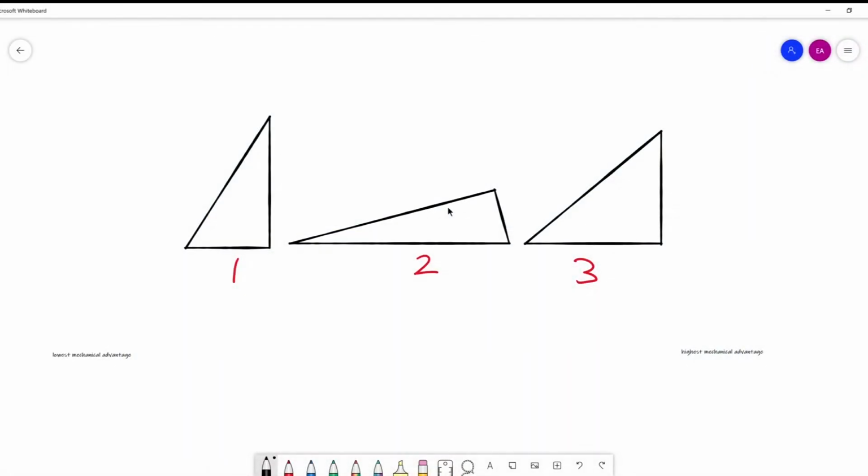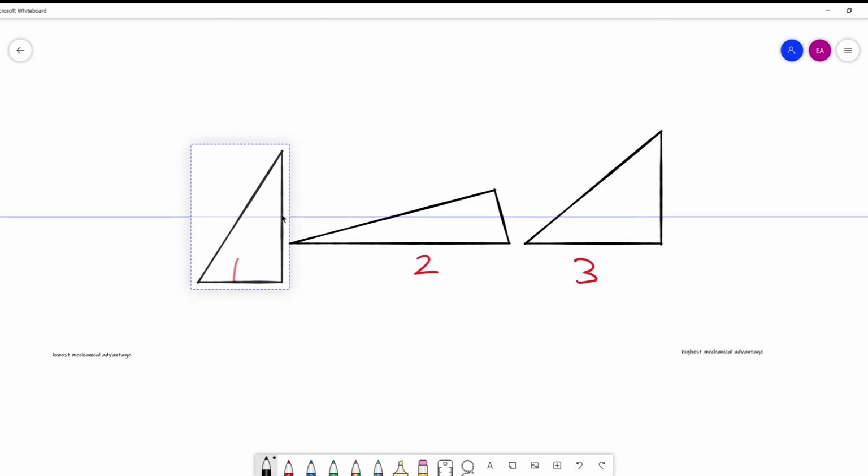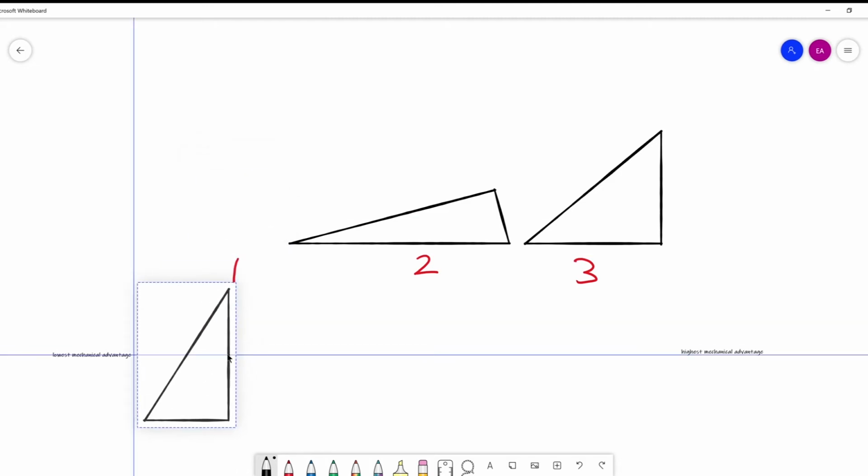In this case, we can think about mechanical advantage as how hard it's going to be to push the object up the ramp, as in, how much force are you going to have to apply? Well, the steeper a ramp is, the harder it's going to be to push up. So we can say that a steep ramp has a really low mechanical advantage, so we'll put number 1 at the lowest, since it's the steepest of the 3.